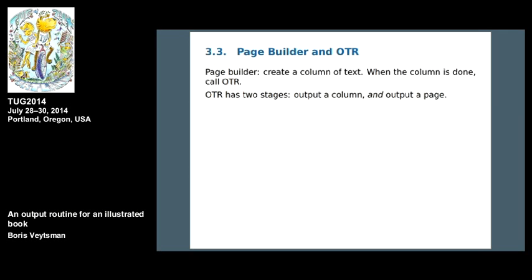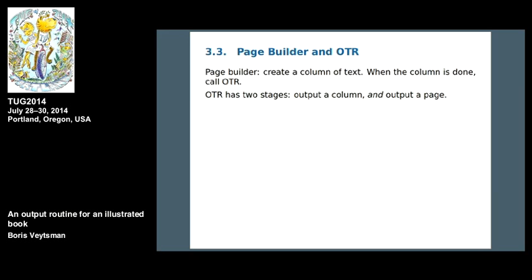Let me remind you that in TeX you have basically two parts to the way you create a page. You have the page builder, which just takes line after line of text, puts them in a column, and when you have a column of the vsize, it sends it to the OTR. And you have the OTR, which takes the column of text, does something, and then sends it on.